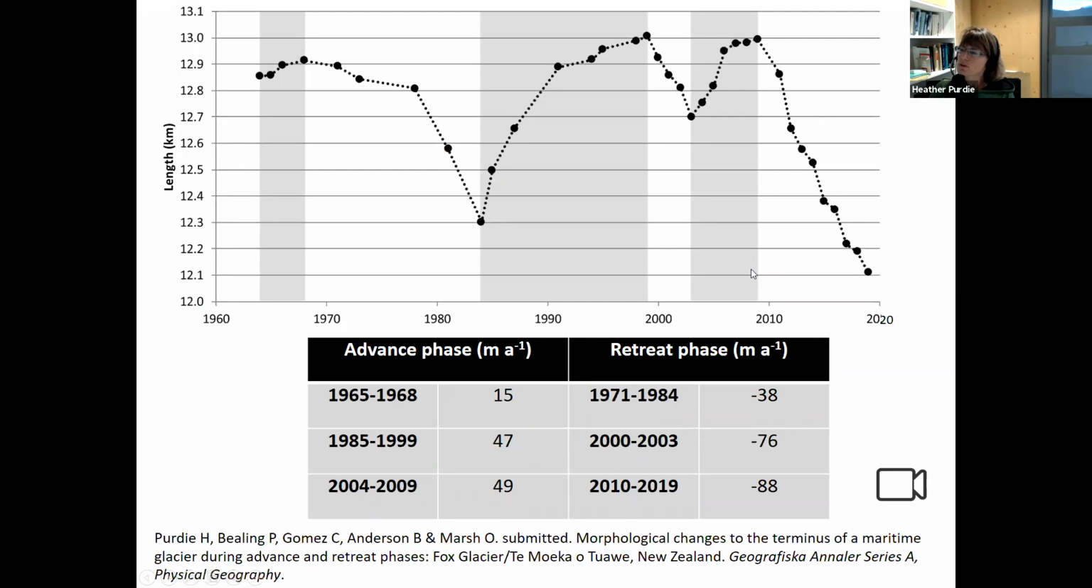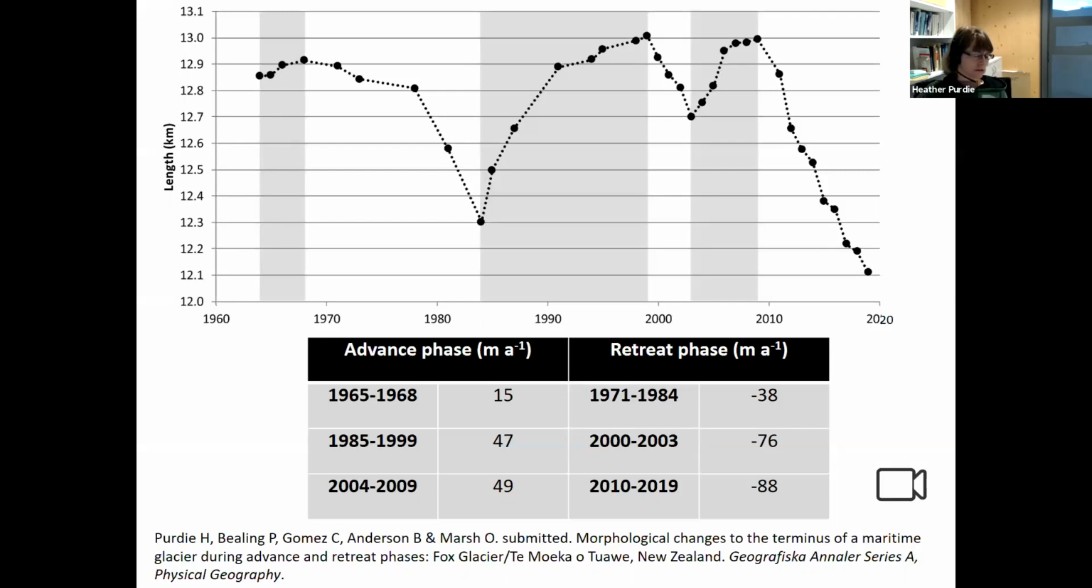If we focus in on the last 60 years or so, the more recent decades, capturing the last two main advance and retreat phases, what we can see is that if we look at the rate of advance versus the rate of retreat, the rate of retreat is often more than double the rate of the advance. So the glaciers are more sensitive to periods of climate warming, or negative mass balance, compared to positive mass balance.